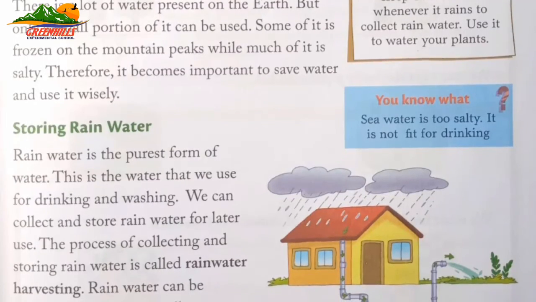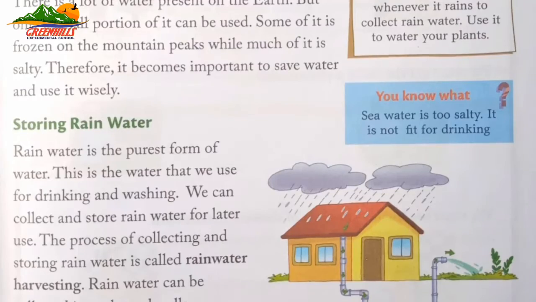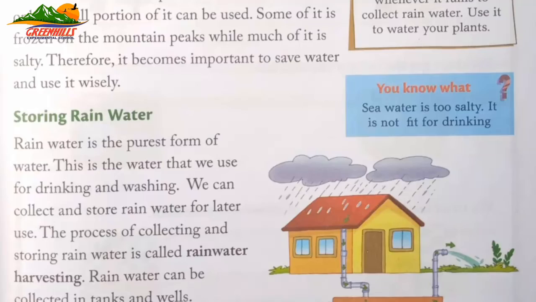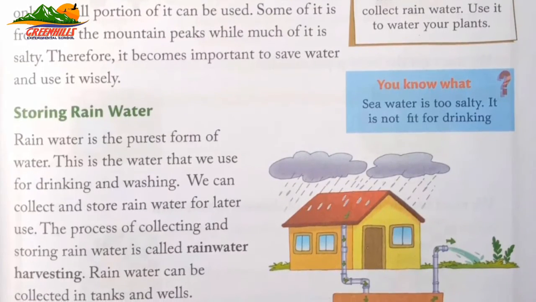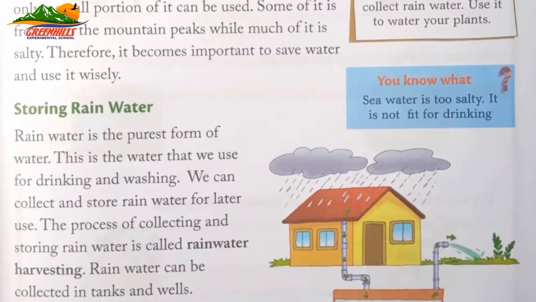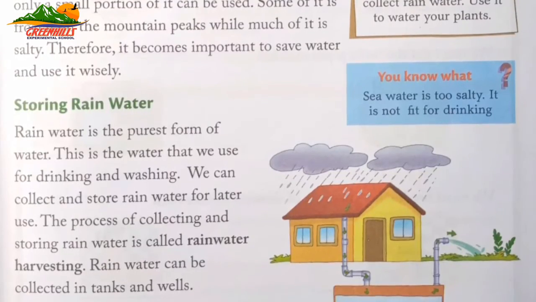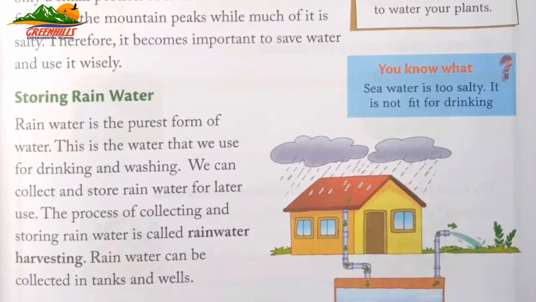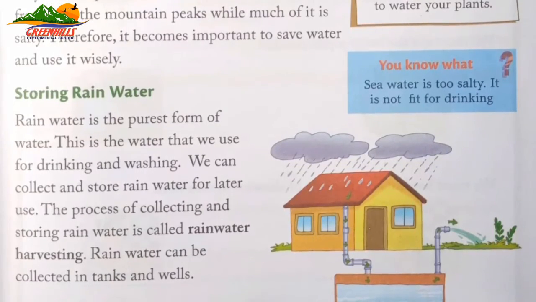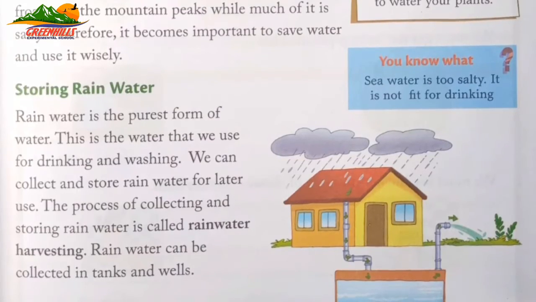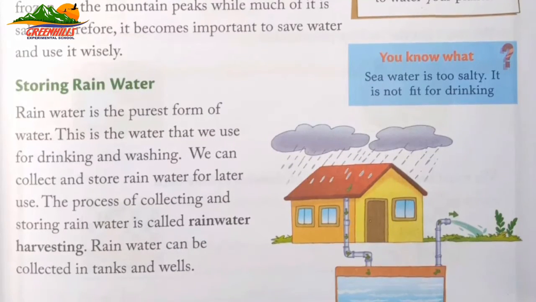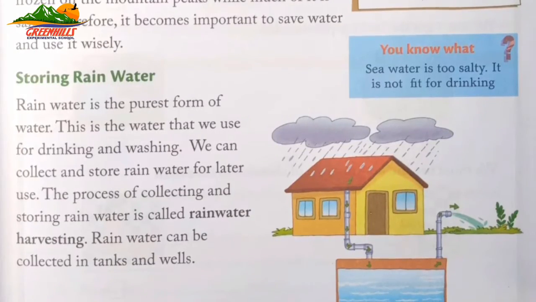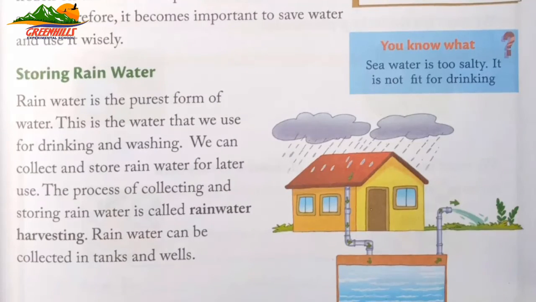Storing rainwater. Rainwater is the purest form of water. This is the water that we use for drinking and washing. We can collect and store rainwater for later use. The process of collecting and storing rainwater is called rainwater harvesting. Rainwater can be collected in tanks and wells. Now, dear students, look at the picture given here.